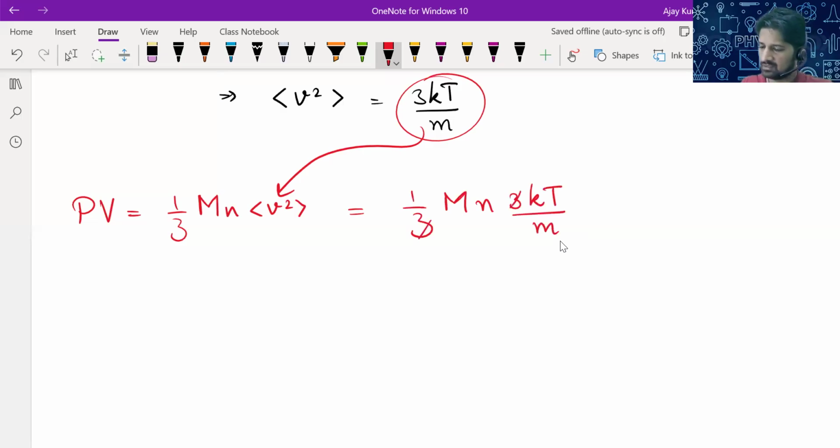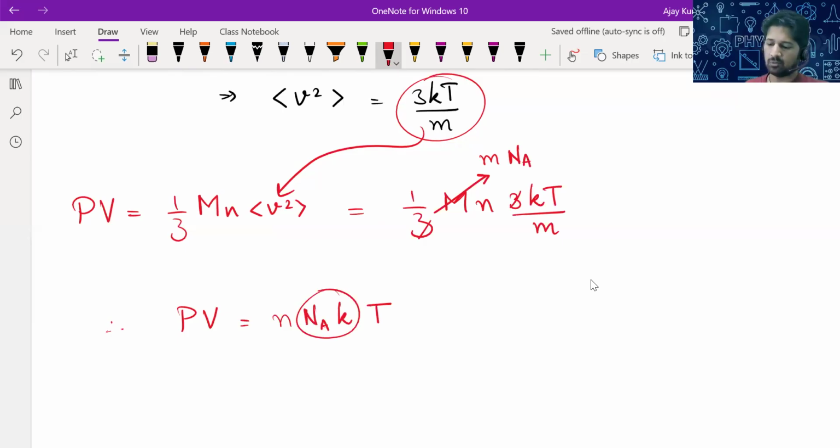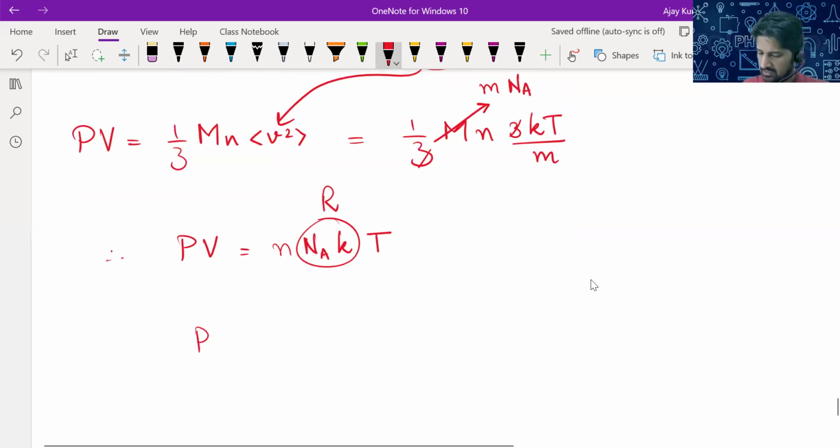Now the 3's cancel. Small m is the mass of one molecule. Capital M is molecular weight. Molecular weight is the mass of Avogadro number of molecules, which is small m multiplied with Na. Mass of one molecule multiplied with Avogadro number becomes molecular weight. Now the small m's can be cancelled. What do you have left? PV is equal to n Avogadro number Boltzmann constant T. And Avogadro number multiplied with Boltzmann constant is nothing but the universal gas constant.